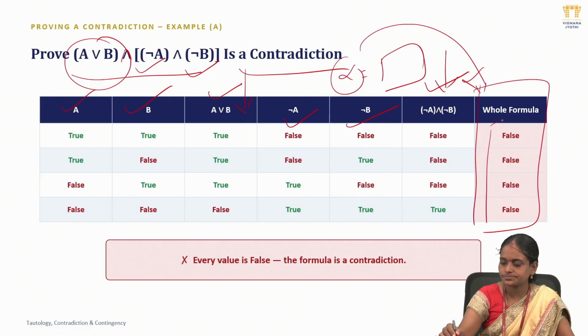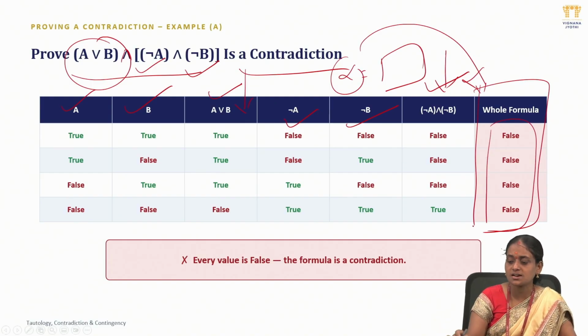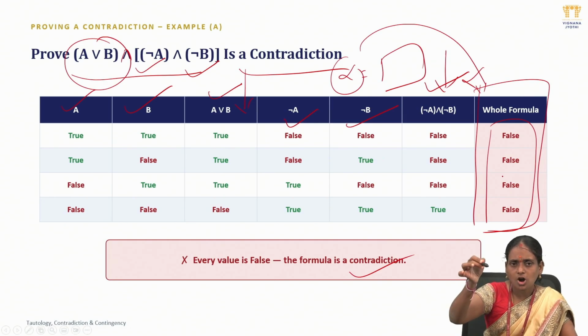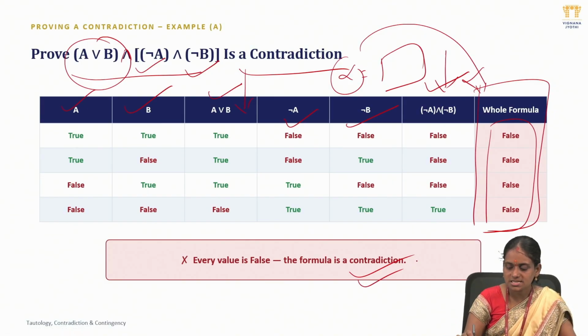So you can see here, all possible truth values are false. In that case, it is a contradiction. So this is the example for understanding the concept of contradiction. For each and every corresponding row, you get the truth value false. In that case, we call the resultant formula a contradiction.